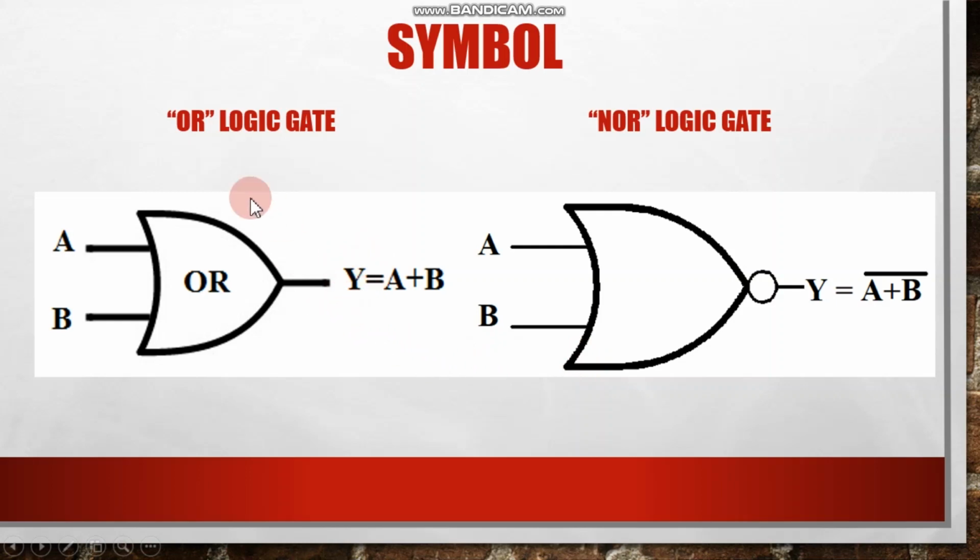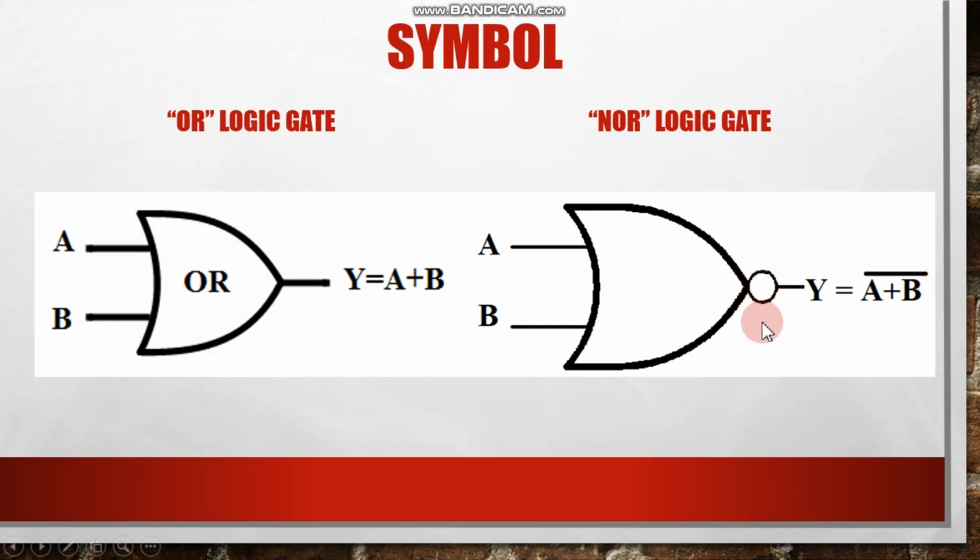For OR logic gate output expression is A plus B, and for NOR logic gate it is A plus B whole inverse. Now from where I am getting this whole inverse, this straight line which I have written above A plus B, that is because of this bubble.